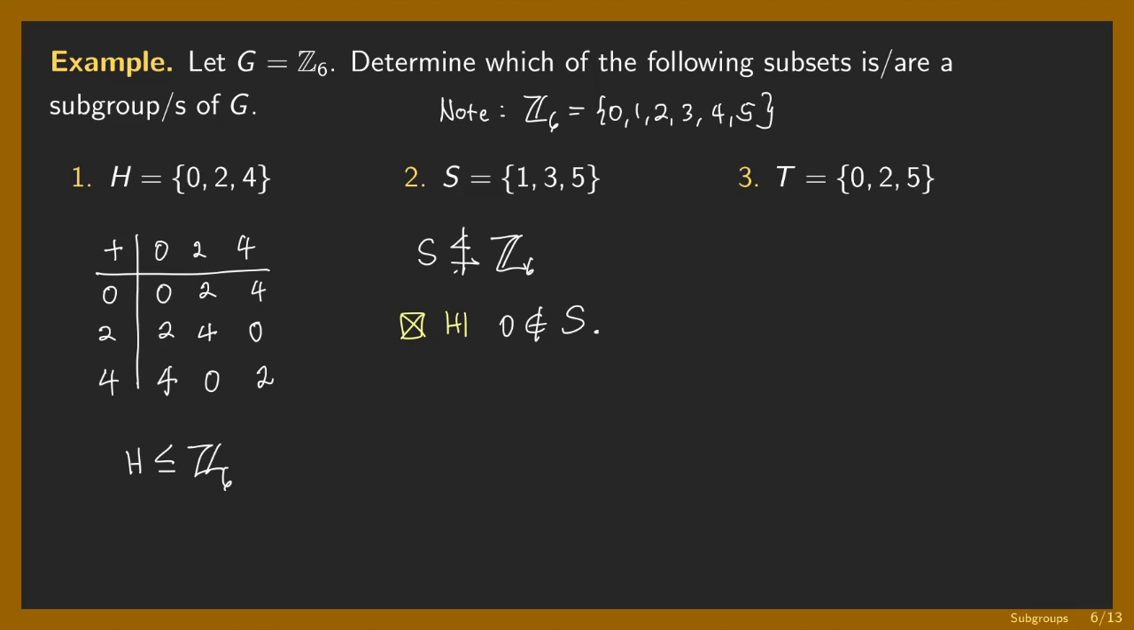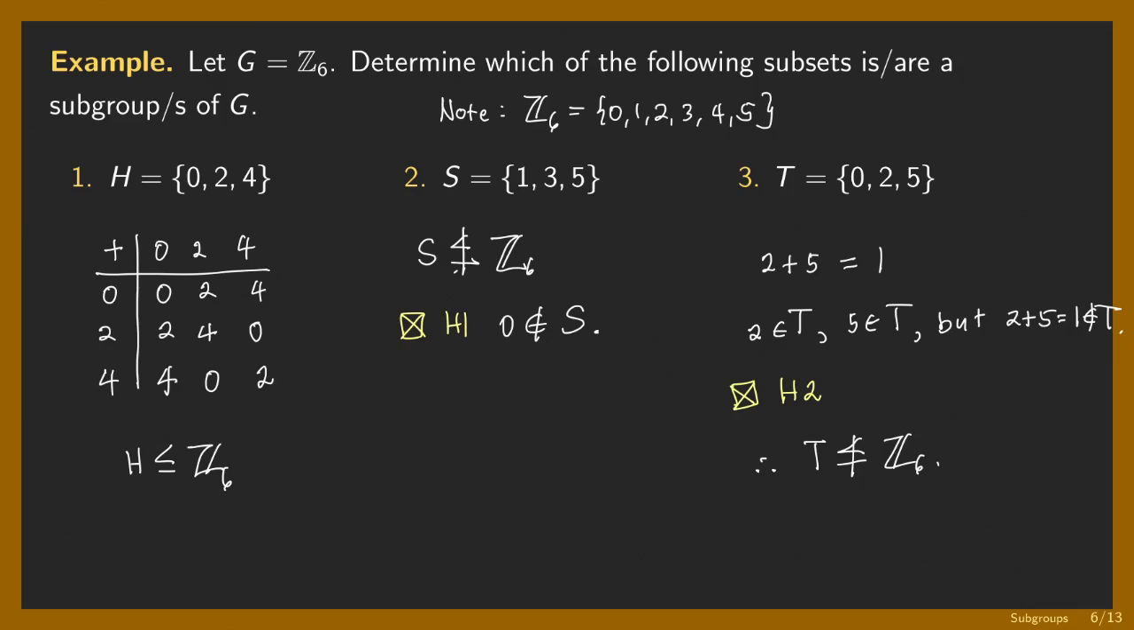For example, if we consider the addition 2 plus 5, what's 2 plus 5 modulo 6? 2 plus 5 is 7. Modulo 6 is 1. As you can see, 2 is in T, 5 is in T, but 2 plus 5, which is 1, is not an element of T. Therefore, the axiom that is not satisfied is closure for addition. Therefore, T as well is not a subgroup of Z sub 6.